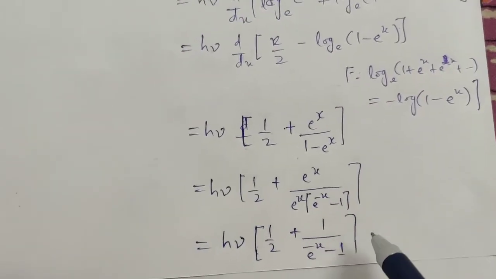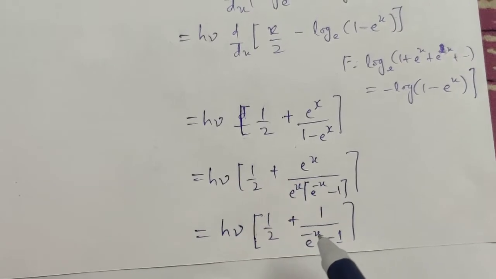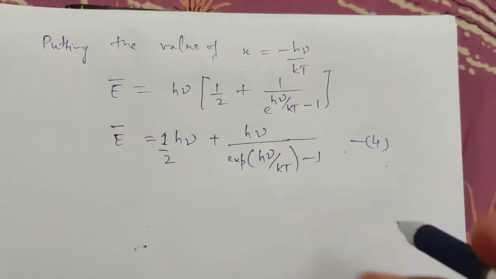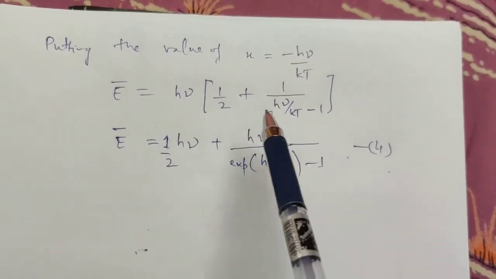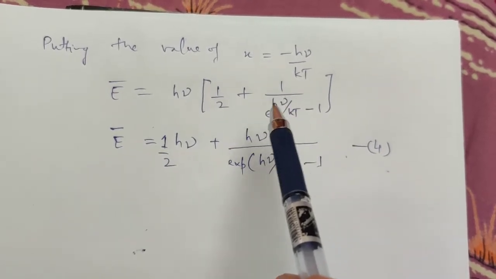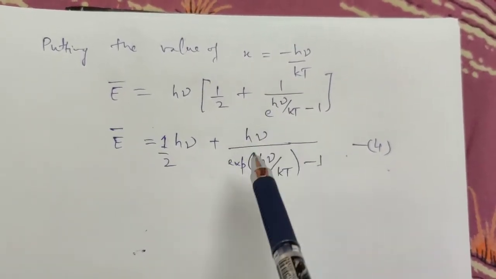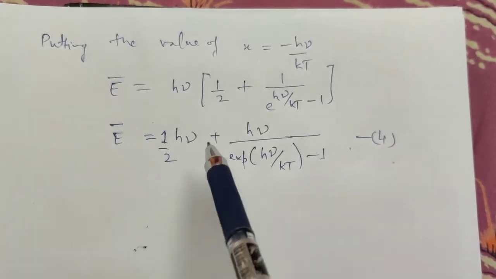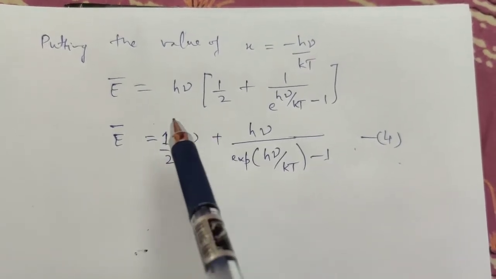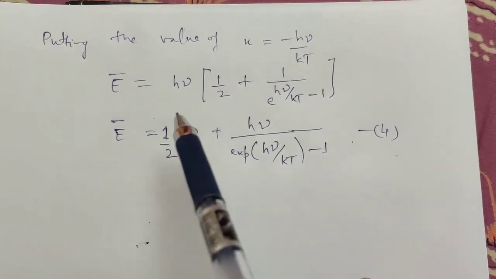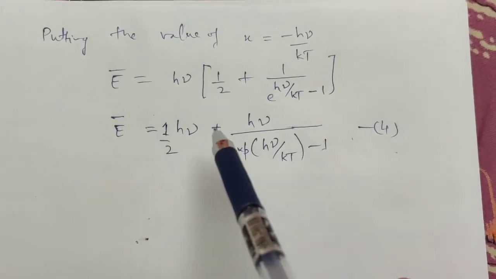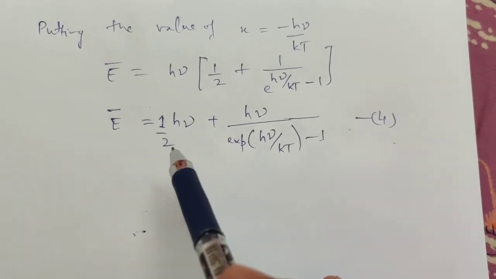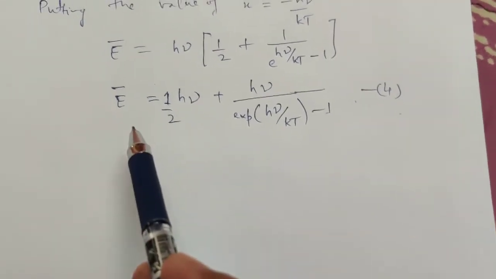Now put the value of x equal to minus h nu upon kT. Now putting the value of x in the previous equation, this will be minus minus plus h nu upon kT, the exponential can be written like this. This will be half h nu, this is the zero point energy, and it is independent of temperature, because there is no temperature term here. Therefore there is vibrational energy even at absolute zero, so this is the zero point energy. So now this is the average energy.